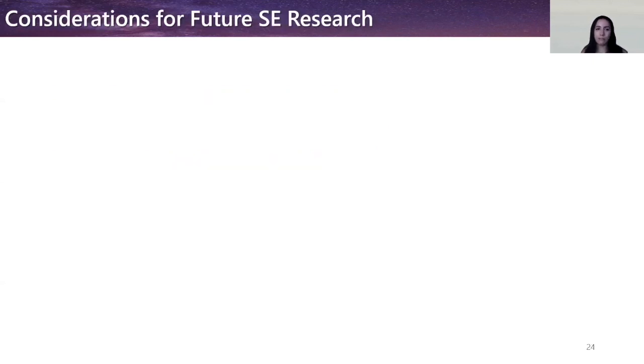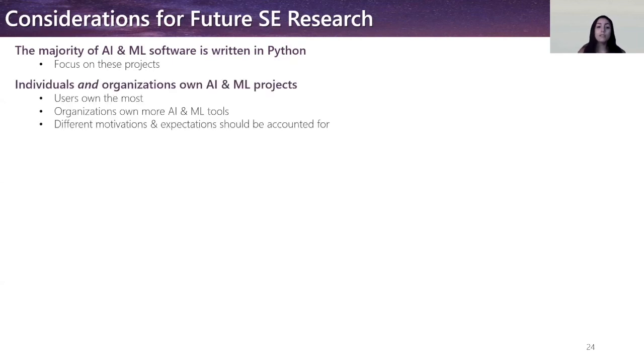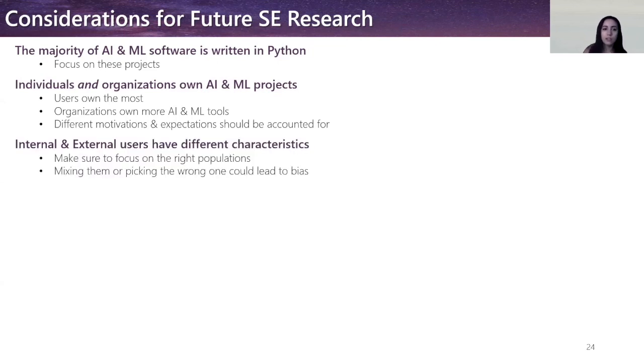What can we do with this information? So we put together the considerations for future SE research. First, most of the software is written in Python, so this should definitely be a focus for any future research. Individuals and organizations own these projects, and these groups might have different motivations and expectations that should be accounted for when looking at their repository data.